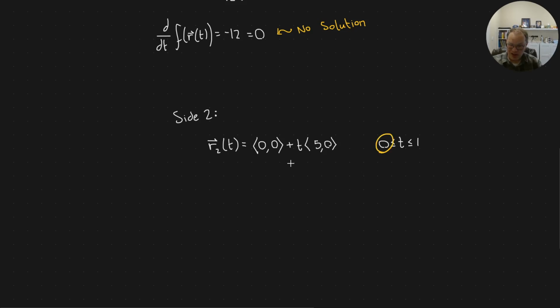If you plug in 0, do you start where you think you do? If I plug in 0, I start with 0, 0. That's where I wanted to start. If I plug in 1 and do the vector arithmetic, I get 1 times 5, 0, plus 0, 0. That's the point 5, 0. That's where I wanted to end up. So yes, this is the range of values of t that I want. If I do the vector addition, I get 5t comma 0. Now let's plug that into our function f. That will tell us the function value along that bottom side.